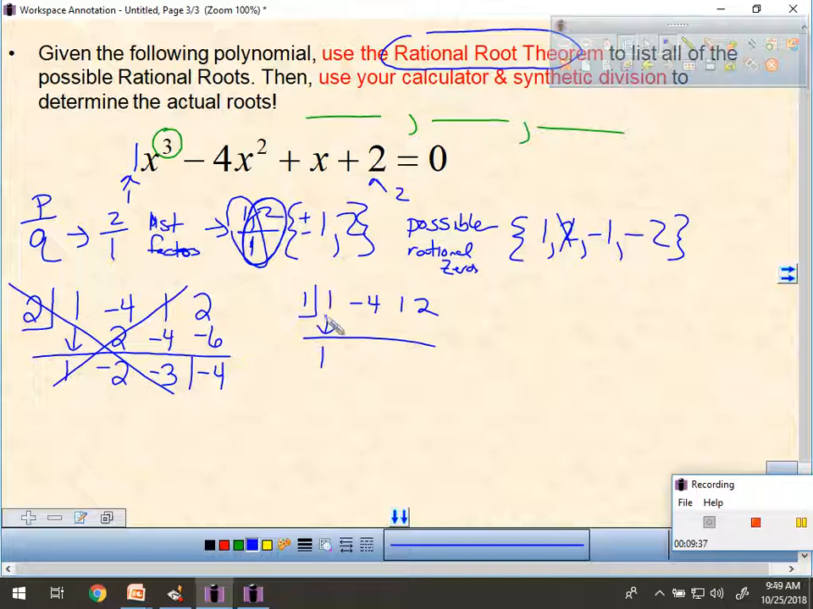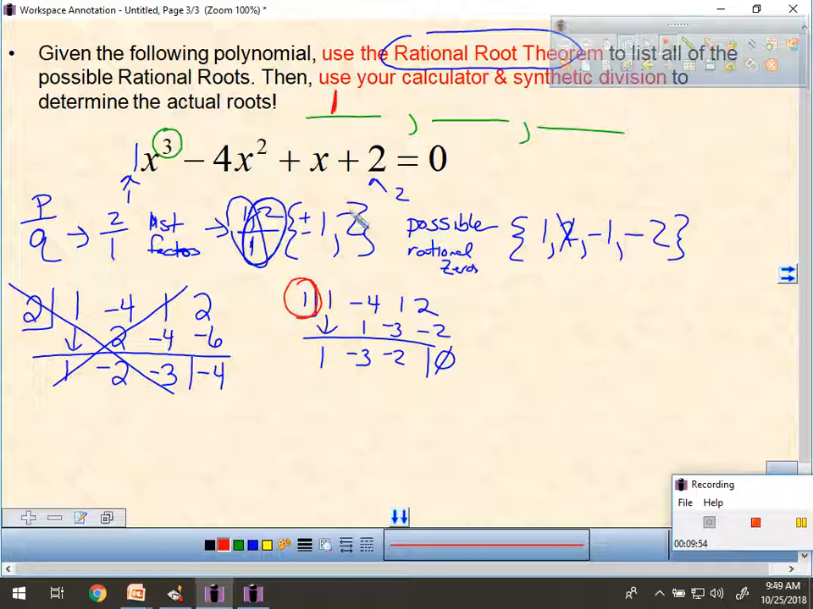So 1, bring down the 1. 1 times 1 is 1. -3 plus 1 is -2. Oh, I think I got one. 1 minus 3 is -2. -2 times 1 is -2. And my remainder is 0. Which means, beyond a shadow of a doubt, one of my 3 answers is 1. So that's one of my answers.